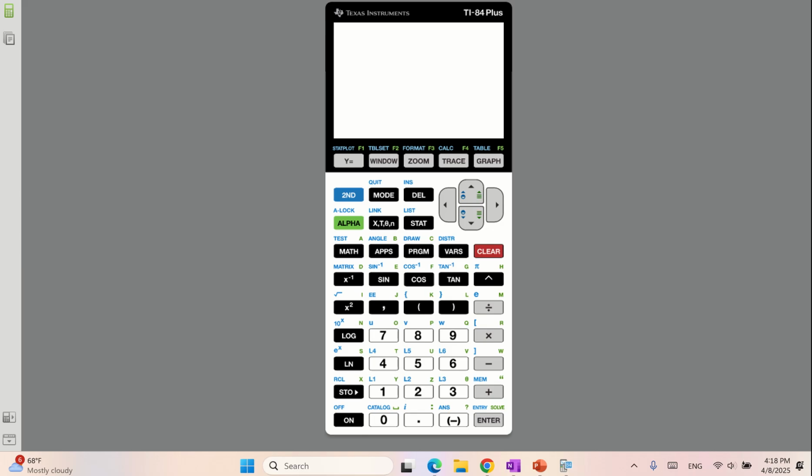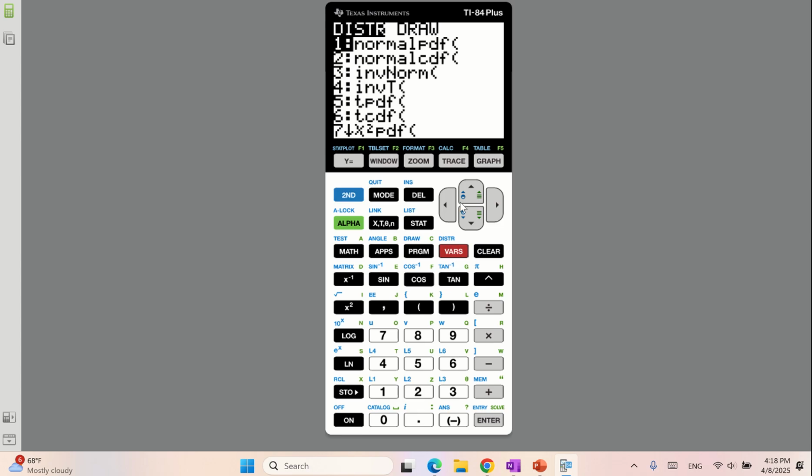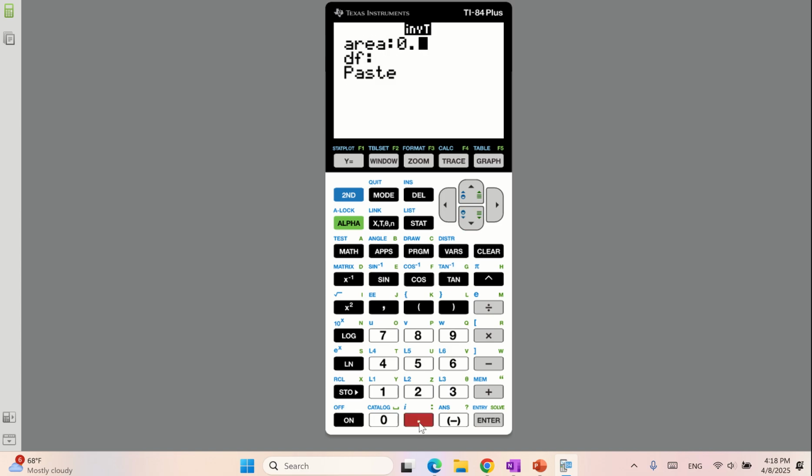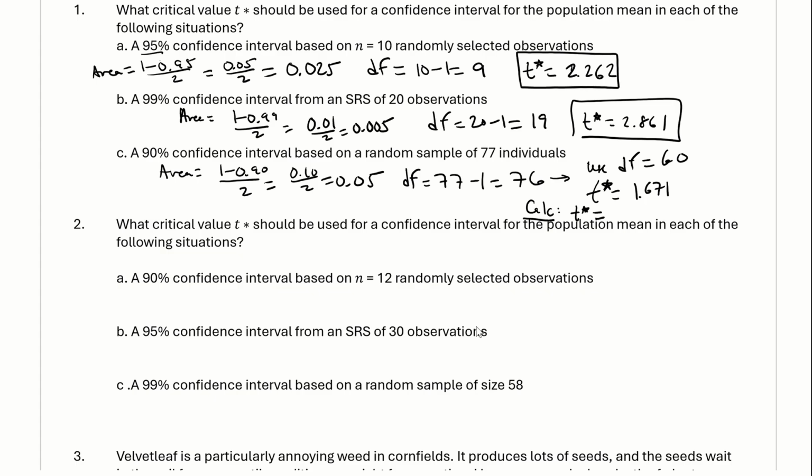Okay, so we're in the calculator. We're going to do second, vars, and then go down to inverse t, number 4. Then we enter area is 0.05, and go down to df, which was 76. All right, so we get negative 1.665. So we get about 1.665 on the calculator, which is pretty close to the 1.671. So you can use either one of these values depending on if you use calculator or table.